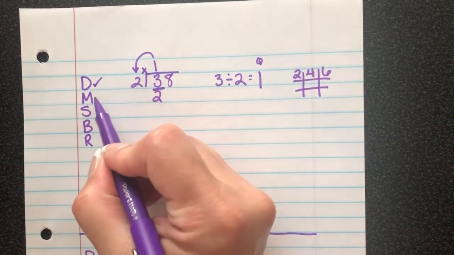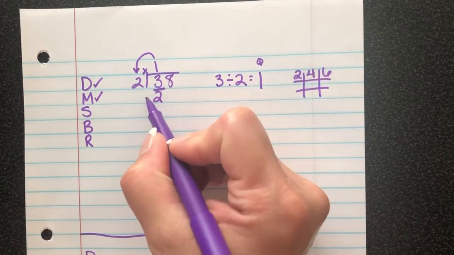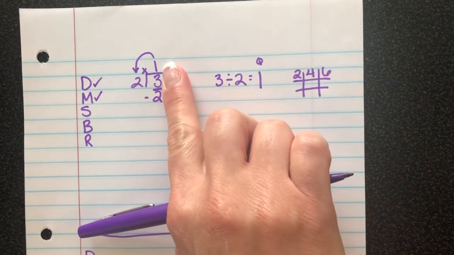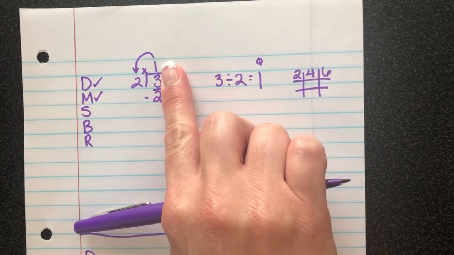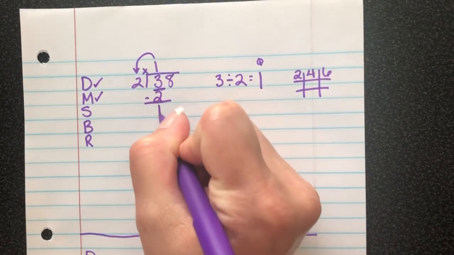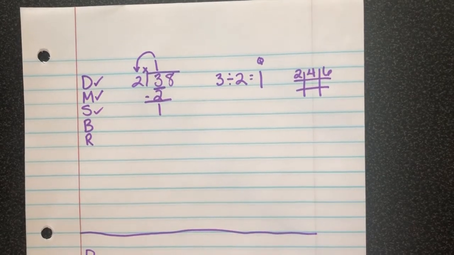My next step after multiplication is to subtract. So I'm going to subtract the 3 minus 2. Remember, we're not taking the 8 into account right now. We're not looking at that. Right now we're just subtracting the 3 minus 2, which will give us 1. So we subtracted and I put my check mark there.